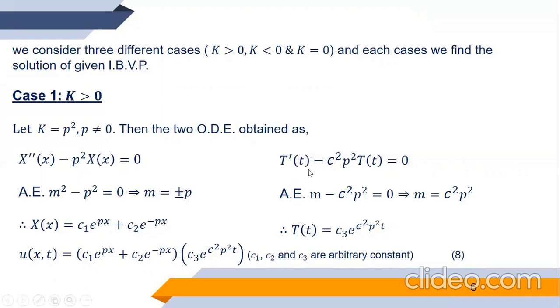Similarly, here T dash is equal to c square p square T. So m is equal to c square p square, the auxiliary equation of this form. Therefore, we write the solution form T(t) equal to c3 e raised to c square p square t. Now combine both, then we get u(x,t) equal to c1 e raised to px plus c2 e raised to minus px, times c3 e raised to c square p square t, where c1, c2, c3 are arbitrary constants.